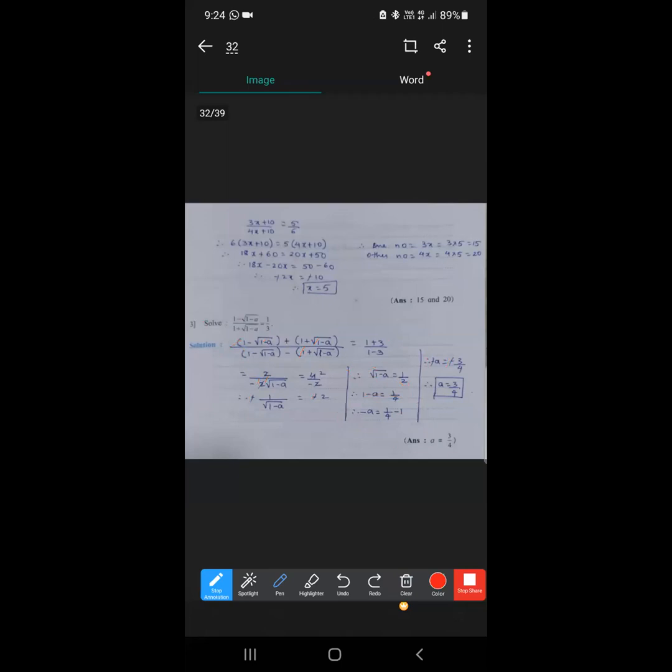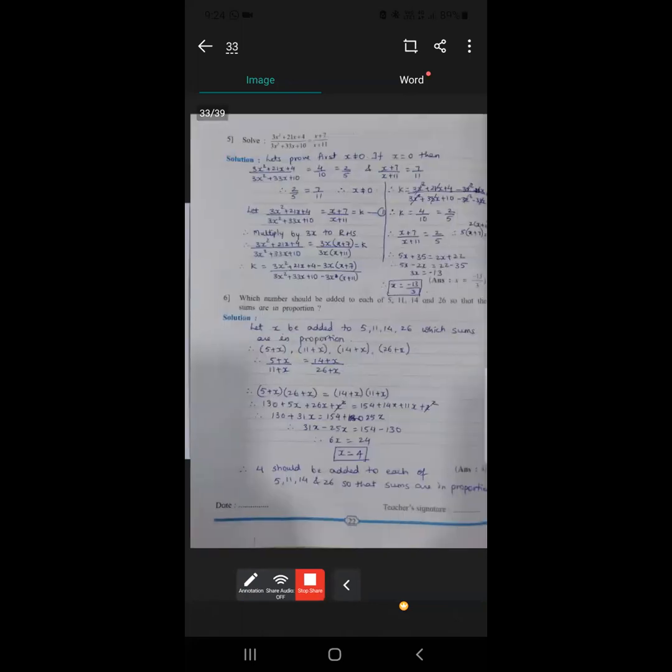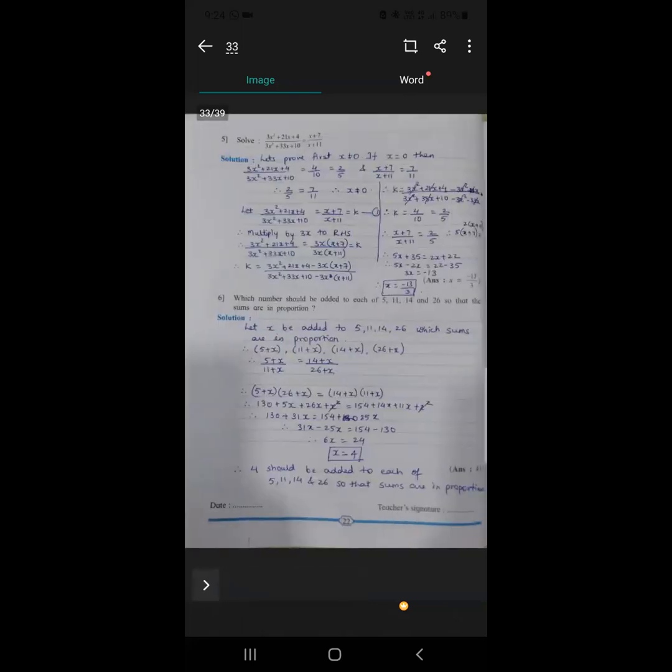You can take the screenshot. Next, that is on page number 22. Question number 5. Solve.